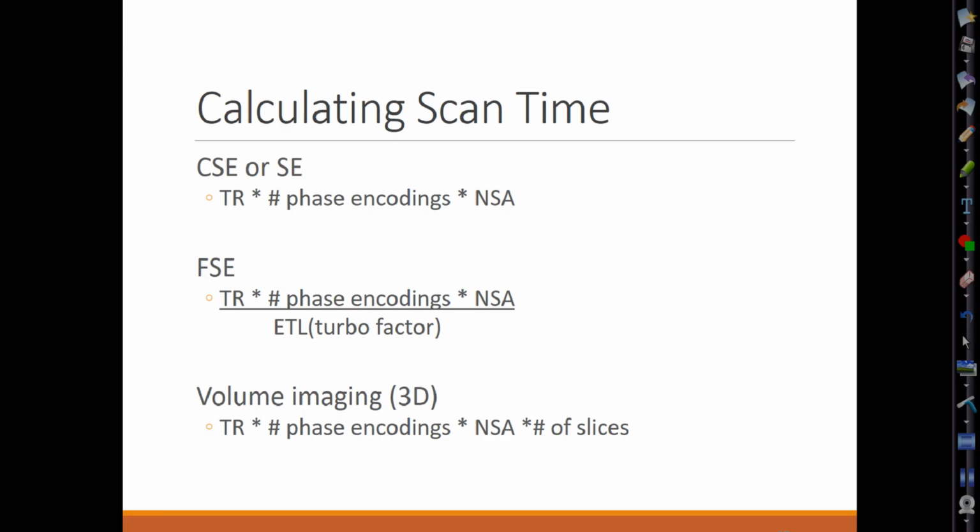To this point, we've only learned one scan time equation, but there are actually 3 you need to know for the registry. And they're not that much different. The main thing that's always incorporated in all 3 is TR, phase encodings, and NEX. But if we are doing a turbo spin echo or a fast spin echo, we basically have to take whatever we got and divide it by our echo train length. And then if we're doing a volume imaging or a 3D acquisition, we just multiply it by the number of slices, not the slice thickness. That's the one way they'll trick you on the registry. They'll give you all these parameters, and then they'll give you a slice thickness and the number of slices, and a lot of people use slice thickness in the equation instead of number of slices.